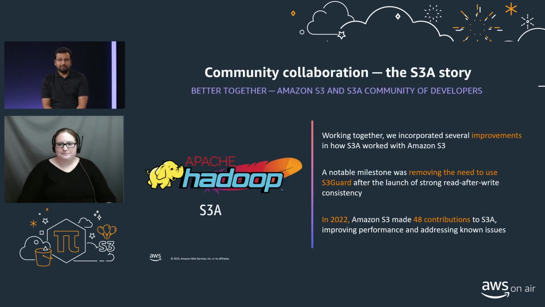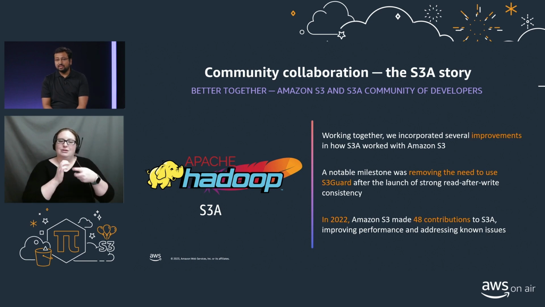Talking about S3A, we want to highlight the strong collaboration between Amazon S3 developers and the open source community. A notable milestone in this regard was removing the need to use the S3Guard module when we introduced strong read-after-write consistency in Amazon S3. Removal of the S3Guard module was a significant improvement for customers because it meant they would no longer need to run secondary indexes, saving costs. Additionally, the S3A community and the Amazon S3 engineers working together identified a number of additional improvements in the code base, which led to efficiencies and cost savings for our customers.